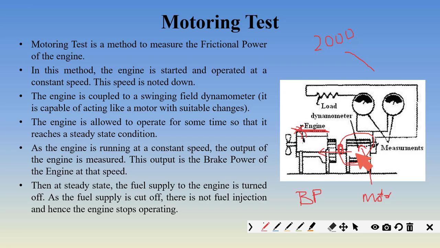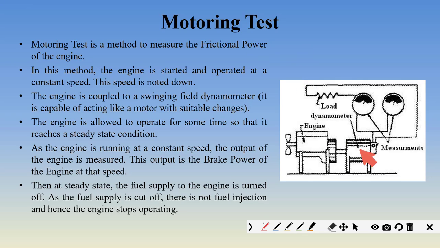And where is the motor getting its electricity from? The motor is getting its energy from the electricity supply. To measure how much electrical energy the motor is using, we use a voltmeter and an ammeter. So using this voltmeter and ammeter, we measure the electrical power, and this electrical power is equal to the friction power of the engine. In this way, we can measure the frictional power of the engine using the motoring test.